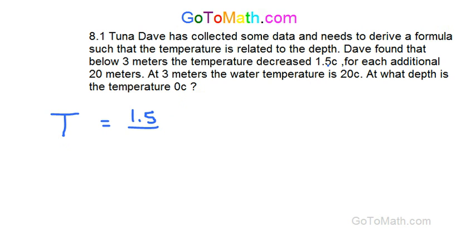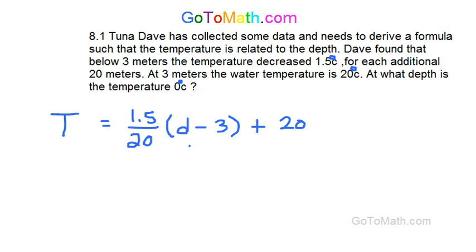So we have 1.5 degrees, and you know what? There should be a degree symbol right there. I don't know why that didn't get converted over when I did the copy and paste thing. Anyway, we got 1.5 degrees C for each additional 20 meters. So I don't know how realistic this is, but we're going to go with it. We're going to let depth minus 3, I'll explain that in just a second, and then plus, at 3 meters the water temperature is 20 degrees C.